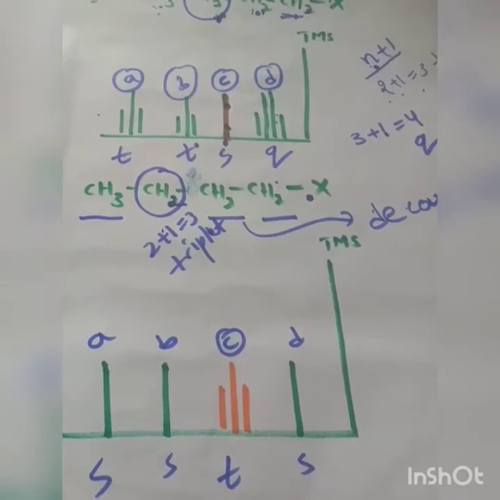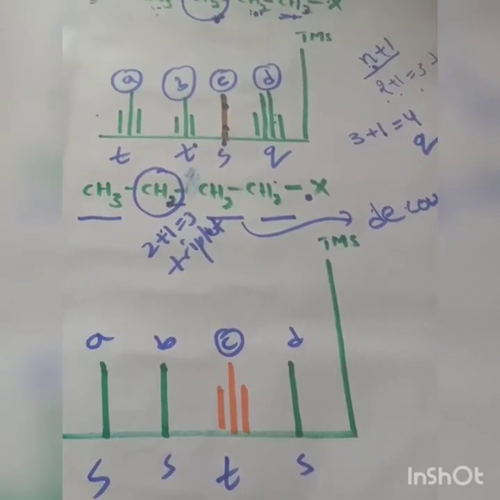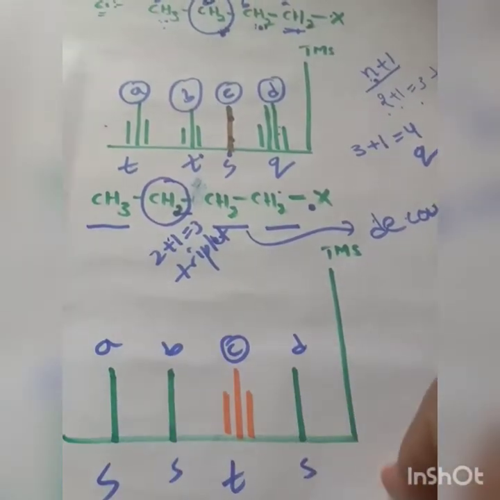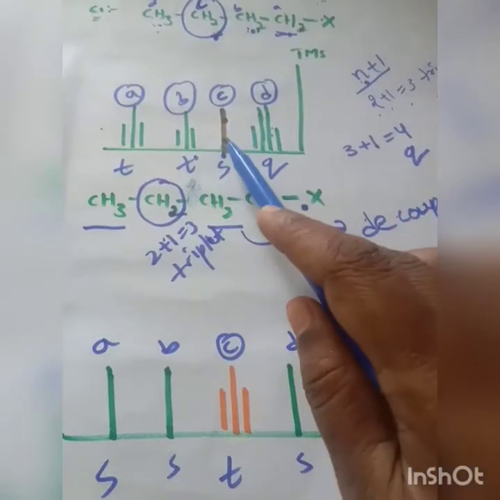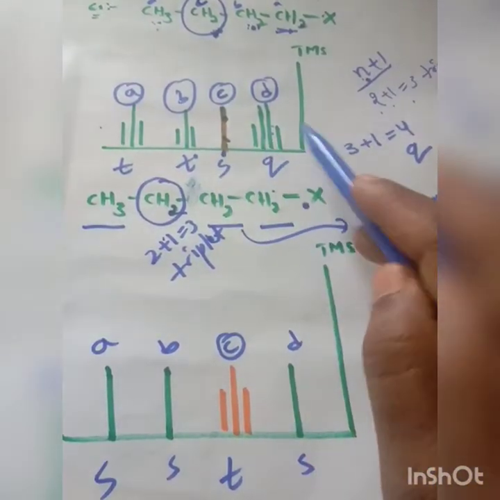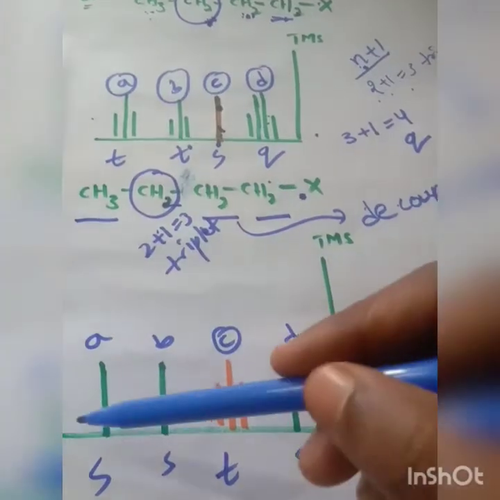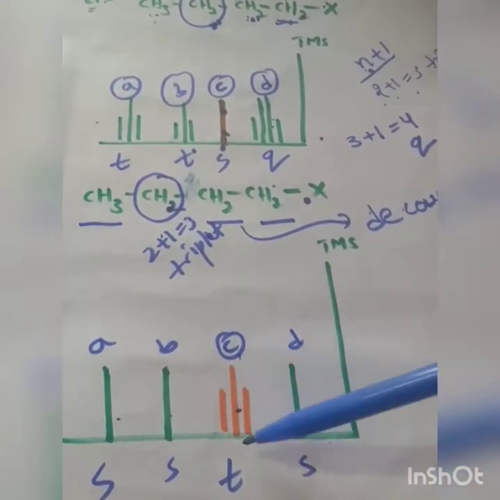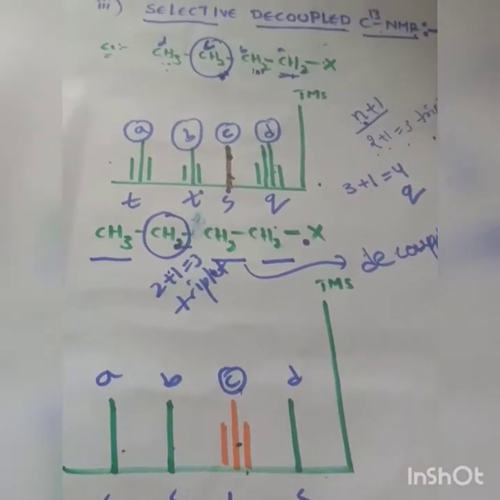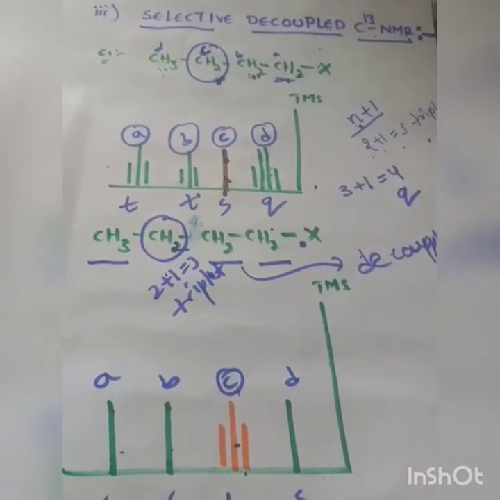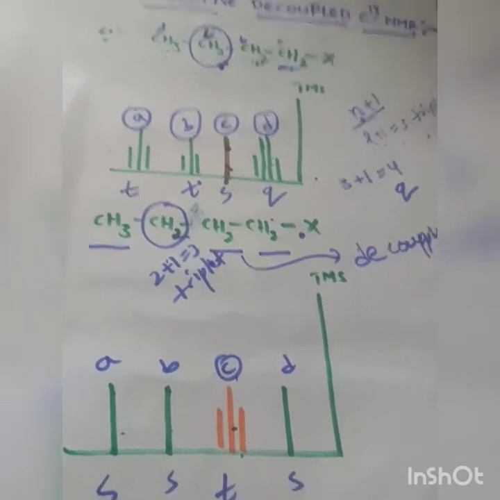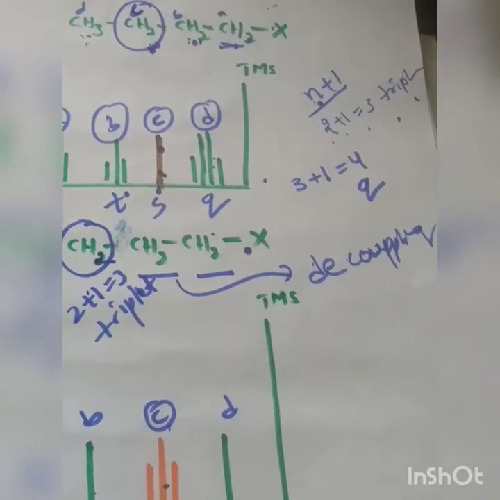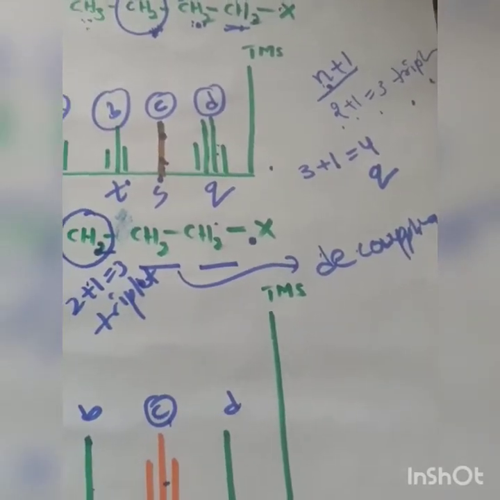And all the remaining ones undergo decoupling. What is the meaning of decoupling? Elimination of coupling, giving only a singlet. So in the first example there is only one singlet and the remaining are multiplets, undergoing splitting. Here all the remaining carbons undergo decoupling and only one undergoes coupling to give a triplet. Like this, the C13 NMR is called selective decoupled NMR. In the first spectrum it appears as a multiplet and in the second spectrum it appears as a singlet.